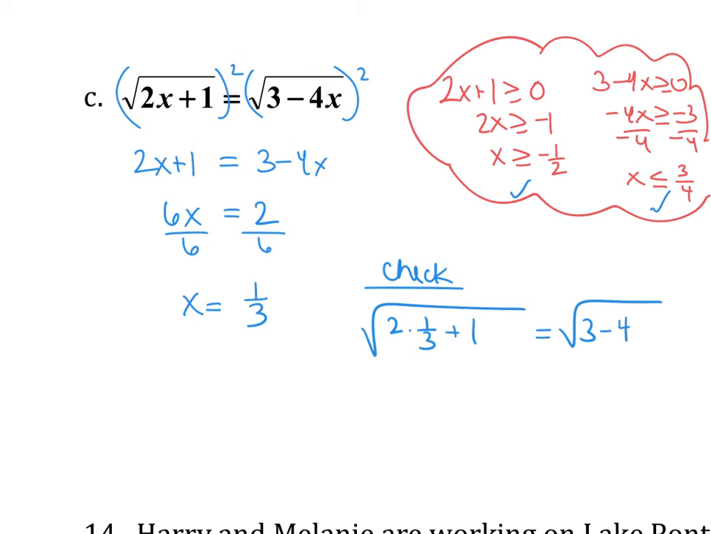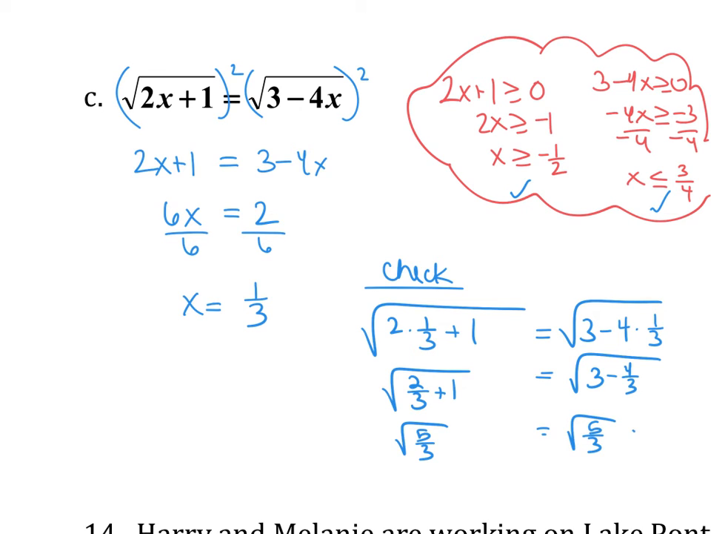And you always have to go back to the original because once we square both sides of an equation, we can create answers that look like they're going to work, but they actually don't. So that's why you always have to go back to your original equation. So here I get 2/3 plus 1, and so that's the square root of 5/3. Here I get 3 minus 4/3, and that's the square root of 5/3, and so that checks. And so your answer here is 1/3.